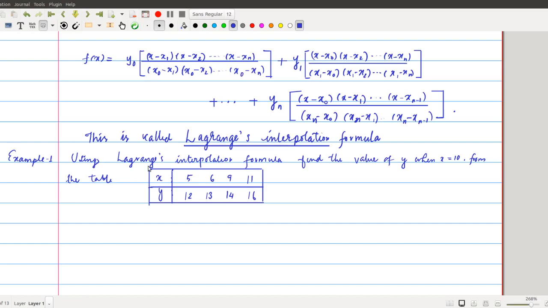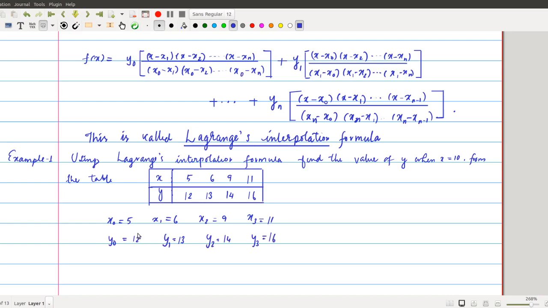This is the example. Using Lagrange's interpolation formula, find the value of y when x equal to 10 from this table. So these are the values. Here we put x0 is equal to 5, x1 is equal to 6, x2 is equal to 9, and x3 is equal to 11. Here we have y0 is 12, y1 is 13, y2 is 14, and y3 is equal to 16.